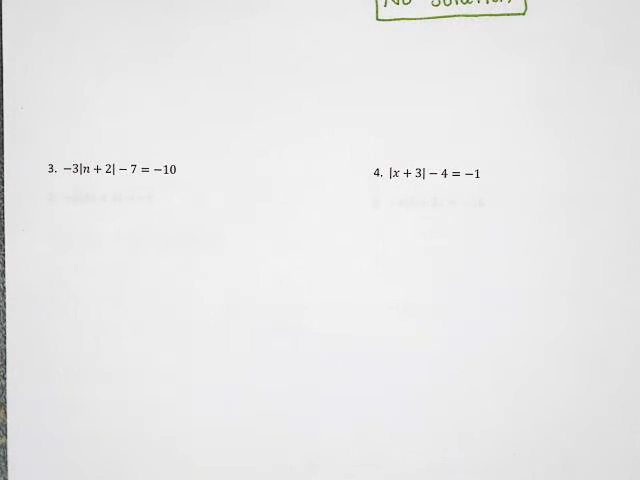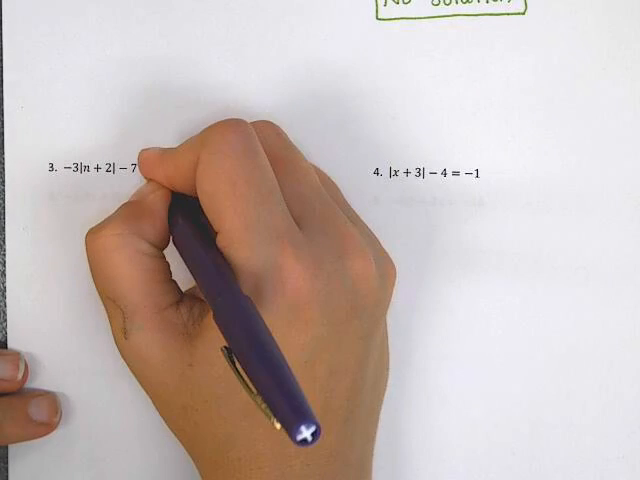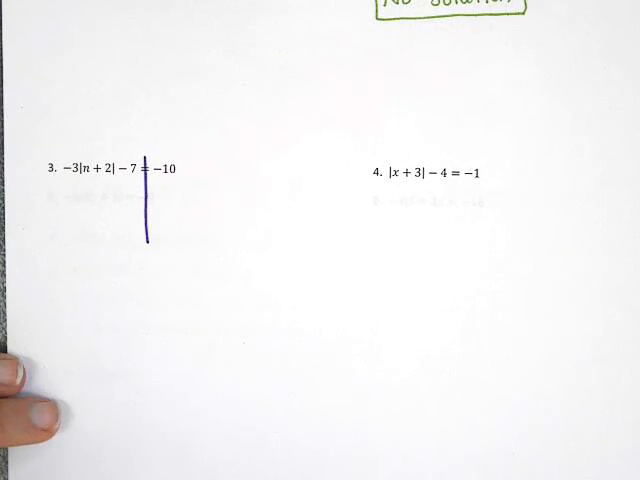So, for example, in number 3, some students look at number 3 and go, oh, this is a negative number, there must be no solution. But they haven't gotten the absolute value isolated yet, which means they're actually going to get this problem wrong. Watch what happens when we isolate the absolute value.